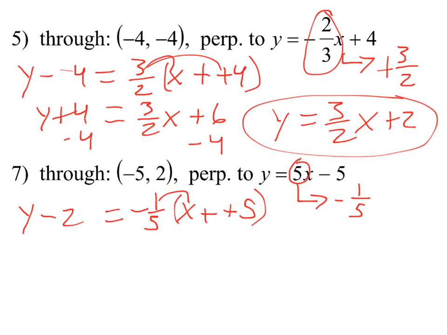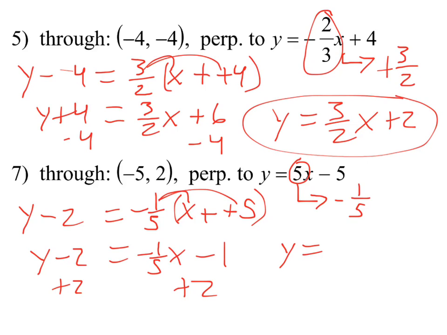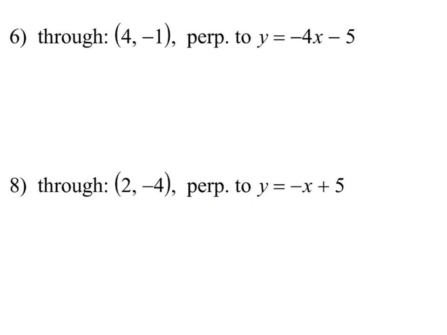positive. I'm going to distribute the negative 1/5 through, so I get negative 1/5 x. And then 1/5 of 5 is just 1, and this one's negative times positive, so it's subtract 1 or negative 1. And last time we still got y minus 2, so we're going to add 2 to both sides, and we'll get y equals negative 1/5 x plus 1. And you get that guy there.